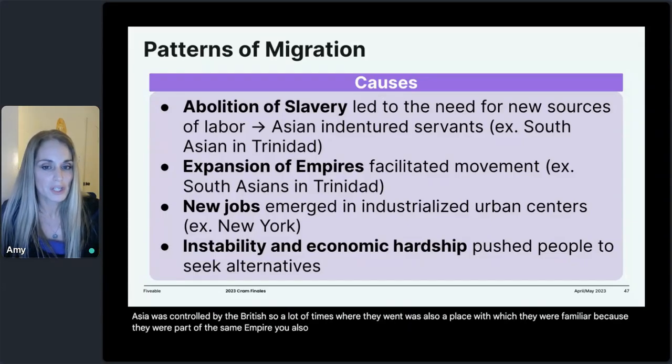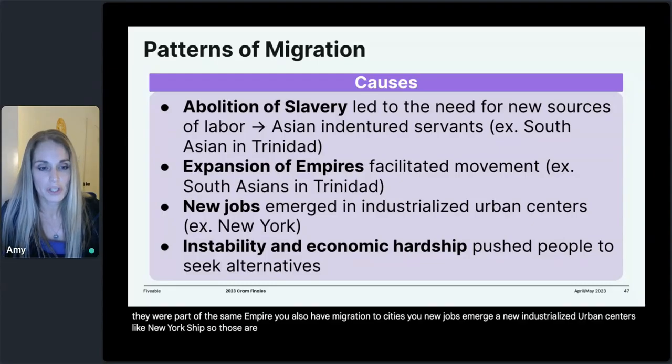You also have migration to cities. New jobs emerged in new industrialized urban centers like New York, along with instability and economic hardship. So those are the general push and pull factors that fueled migration at this time period.